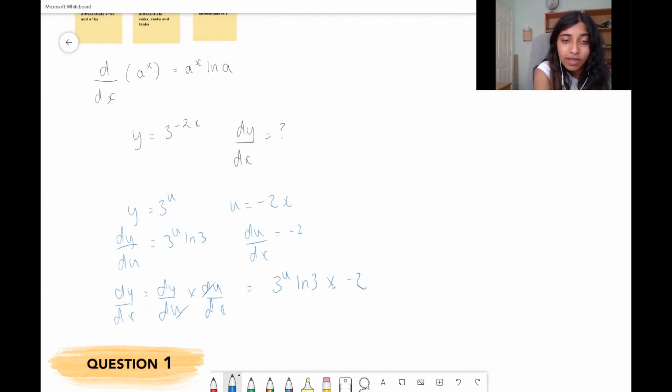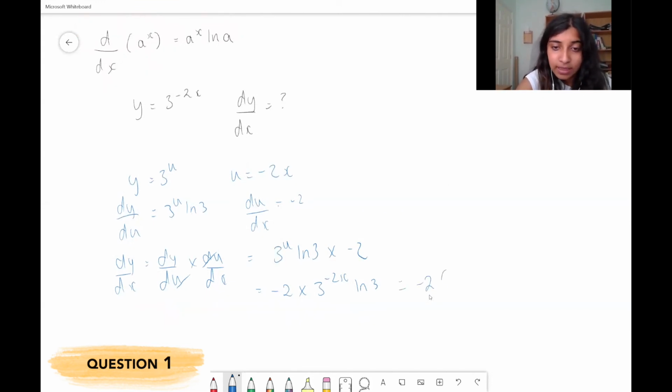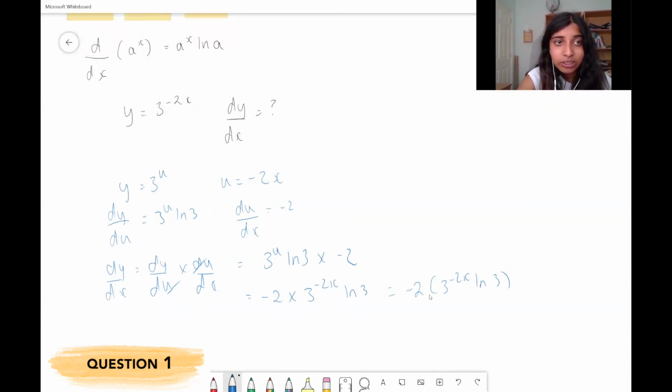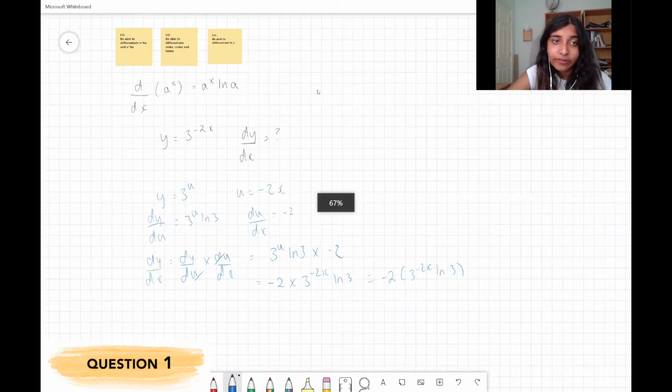And then if we were to simplify this and plug in our u as minus 2x, we get that's equal to minus 2 times 3 to the power of minus 2x ln 3. And that's our answer. We can just rewrite that with brackets as minus 2 times 3 to the power of minus 2x, ln 3. So that's our answer to this question. So the key was just recognizing that you can use the chain rule by calling this minus 2x as u, and then we can just use our normal formula that we got for the derivative of a to the power of x.